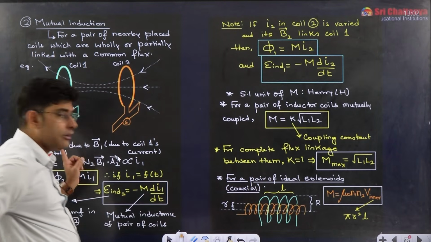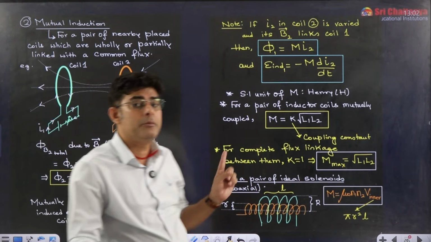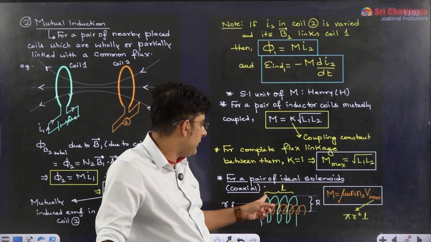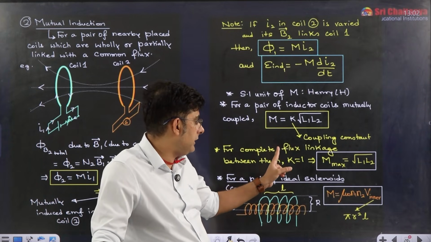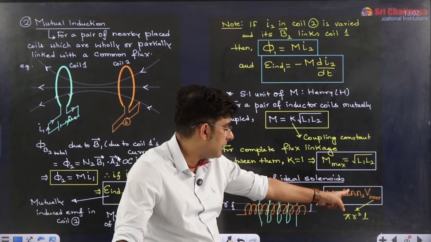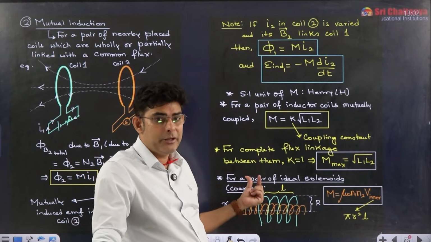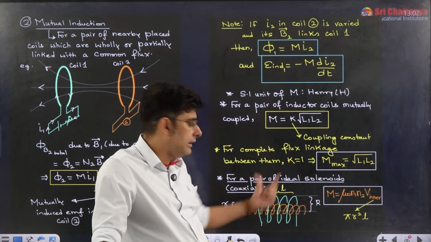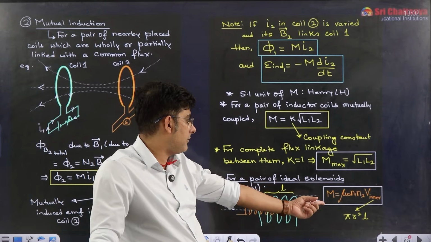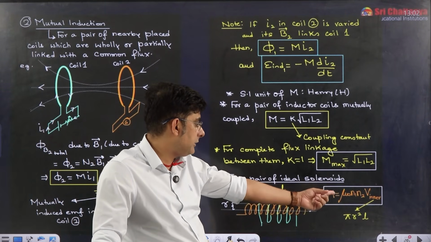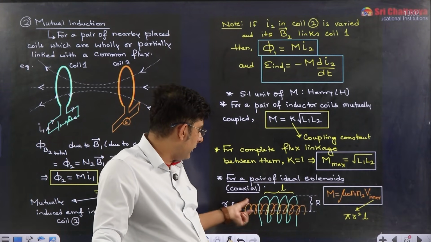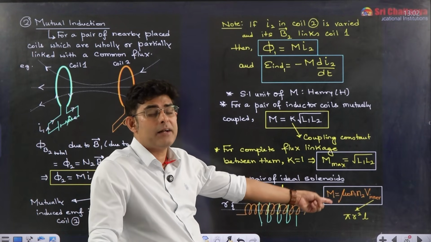In self inductance of a single inductor, you saw it was mu naught n square volume. Here, when we use the concept of finding mutual inductance by flux, M comes as mu naught n1 n2 V inner, where small n1 is the number of turns per unit length in the smaller coil, small n2 is the number of turns per unit length in the larger coil, and V of the inner solenoid is pi small r square L.